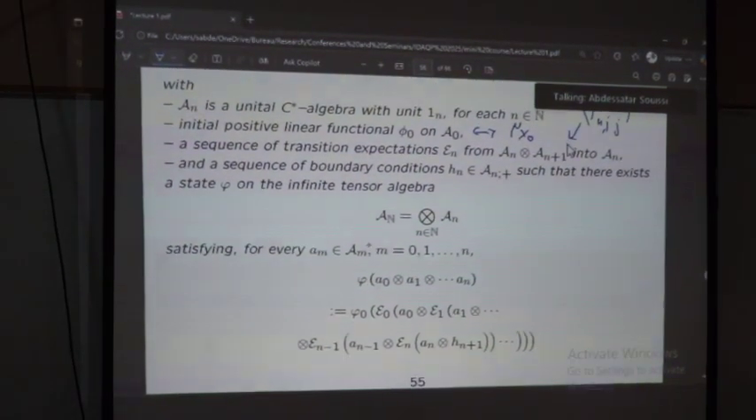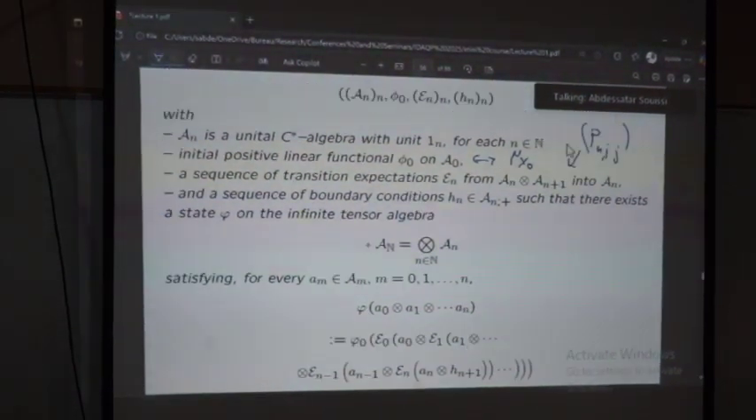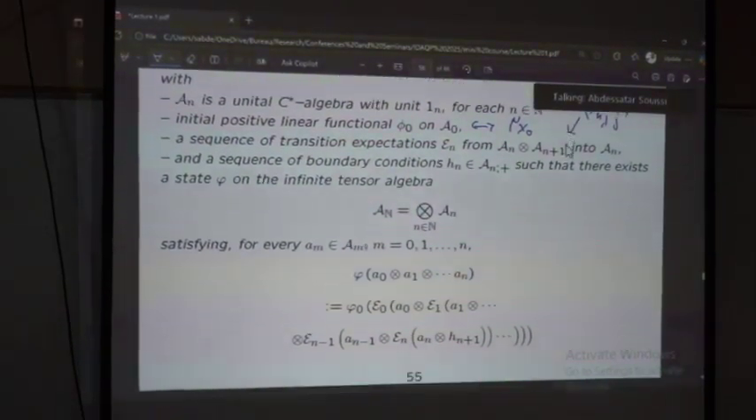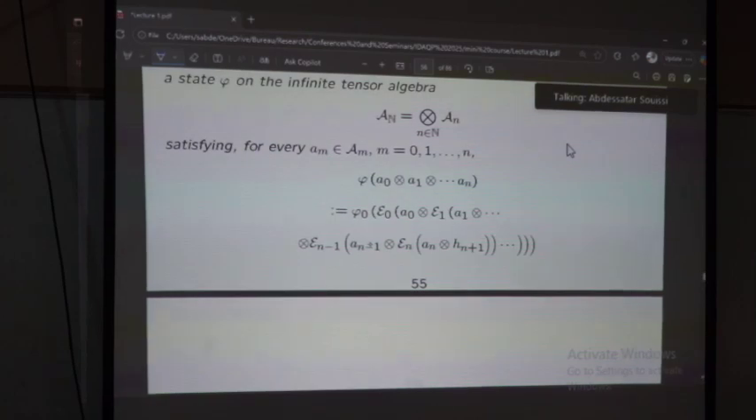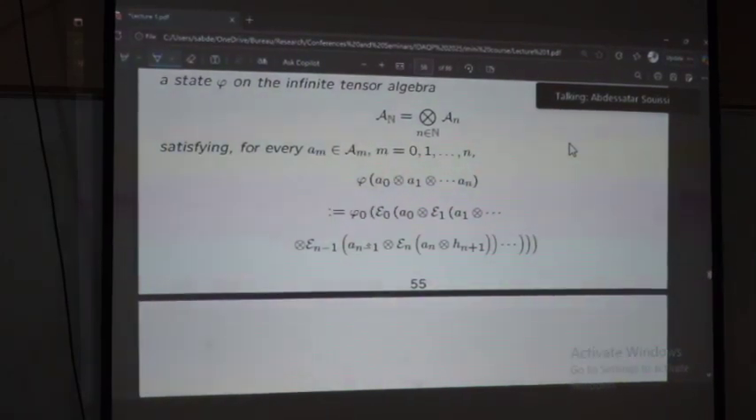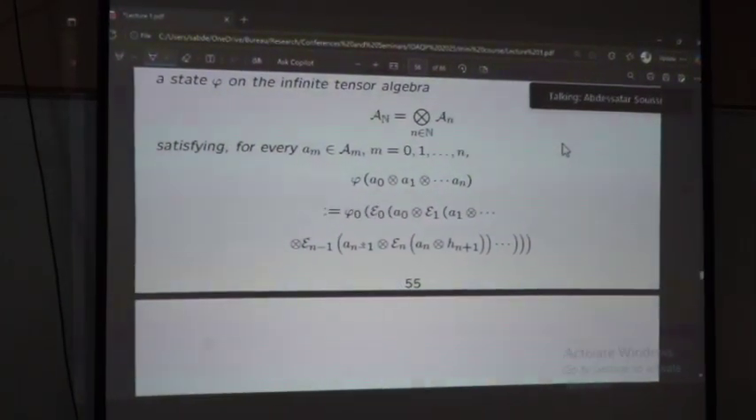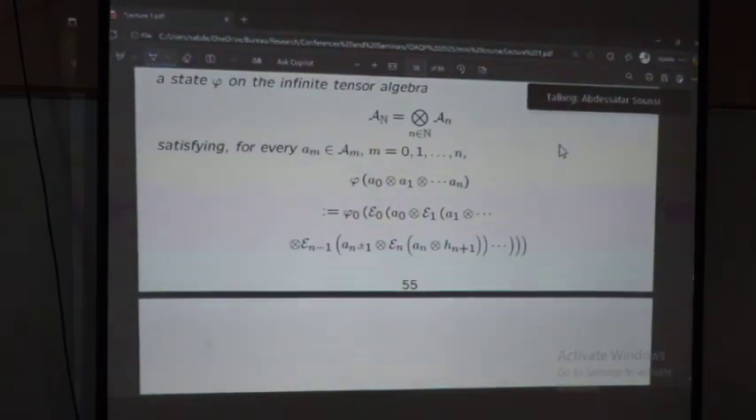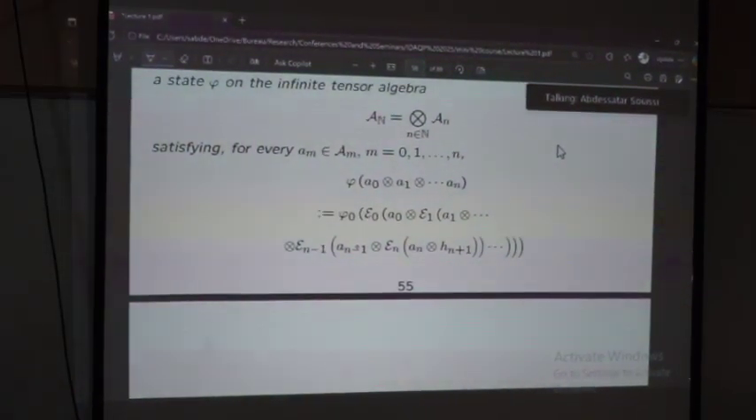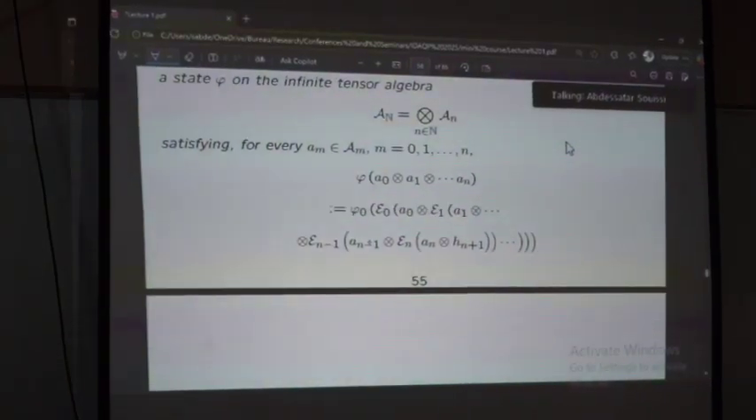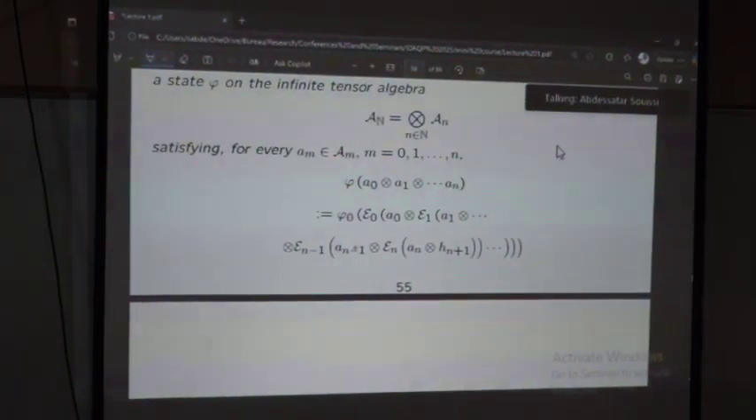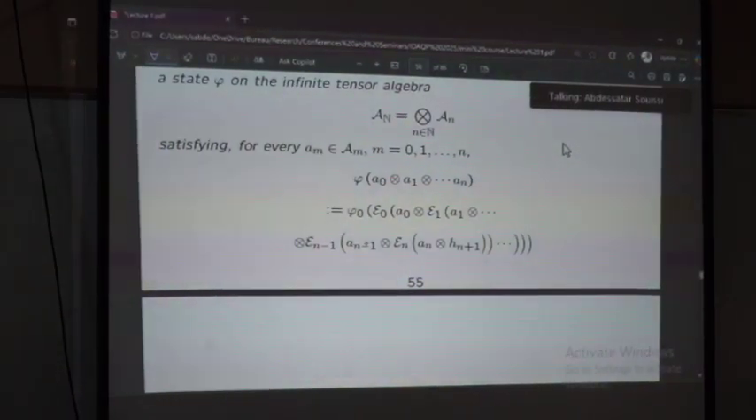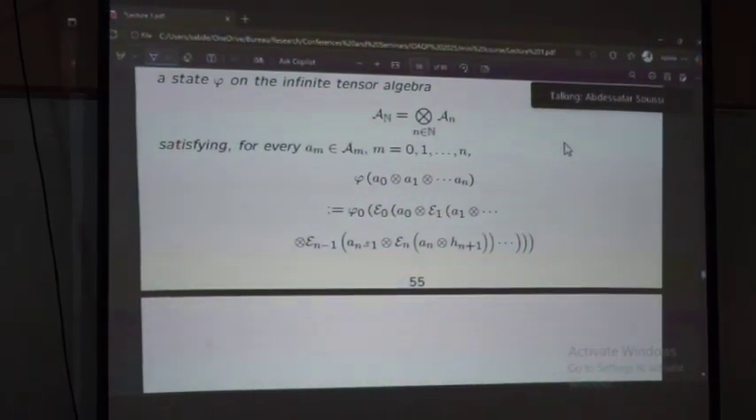Now, the Markov chain is the state phi. Let's characterize it through these ingredients. So it's the state over the infinite tensor product algebra. It satisfies these correlations. Phi of the finite product is characterized by this equation. It is the final root of the first transition expectation, then E1, we have this equation, and the last term is the boundary.